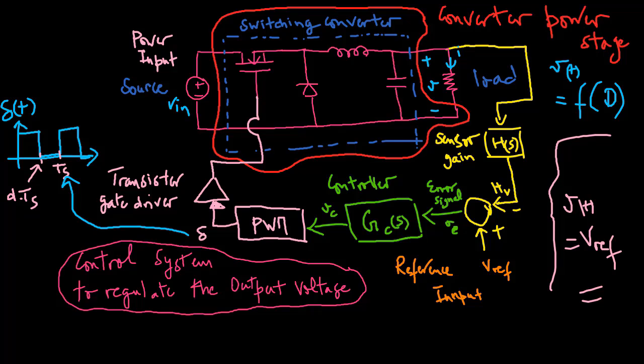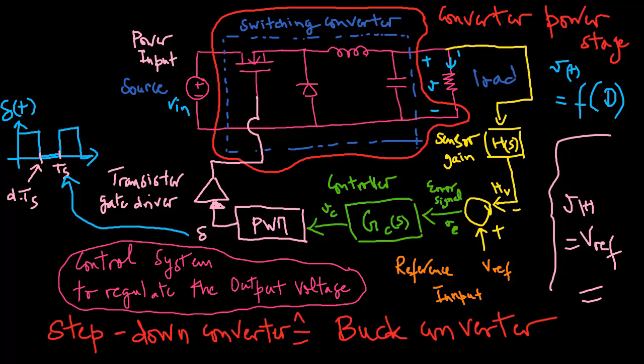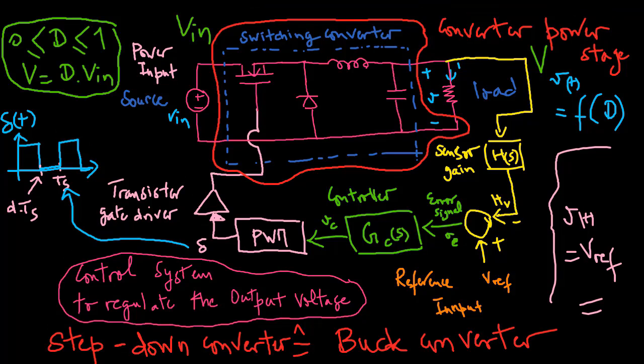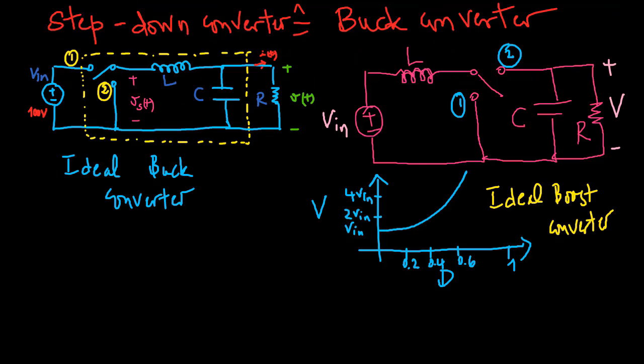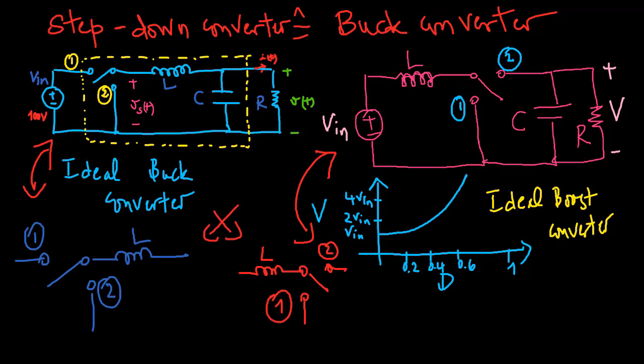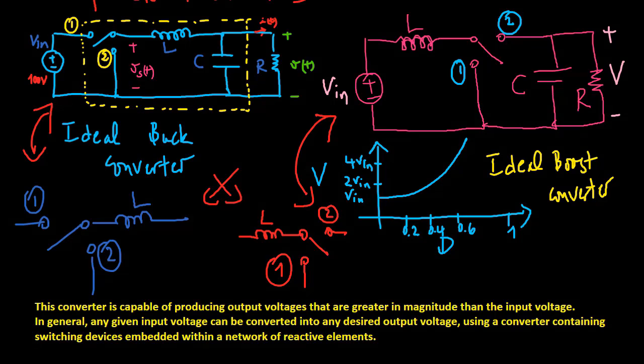This converter power stage is the so-called buck converter, because it reduces the DC voltage. Converters can be constructed that perform other power processing functions. For example, this circuit is known as the boost converter, in which the positions of the inductor and two-position switch are interchanged. This converter is capable of producing output voltages that are greater in magnitude than the input voltage.